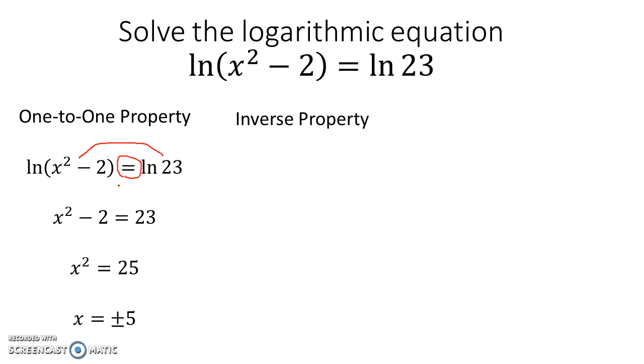I'm going to use the inverse property. The inverse property says this, that if you take the number e raised to the natural log of x, you'll end up with just what this expression was, whatever the x is. It can be a whole expression, it doesn't have to be just a variable. You'll end up with just that. So I'm going to use that idea with the inverse property. I'm going to do what's called exponentiate.